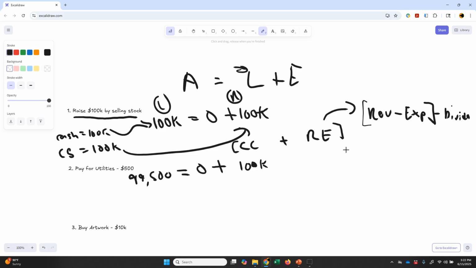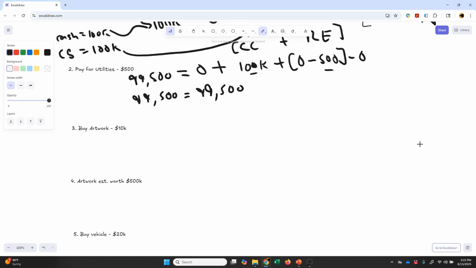So if we fill in the numbers here, we have zero revenue minus $500 and we haven't paid any dividends, so this is zero. When we do this math, you can see here that it's basically 100K minus $500. So we have 99,500 equals 99,500. So we're still balanced. Now we're going to buy artwork for $10,000.